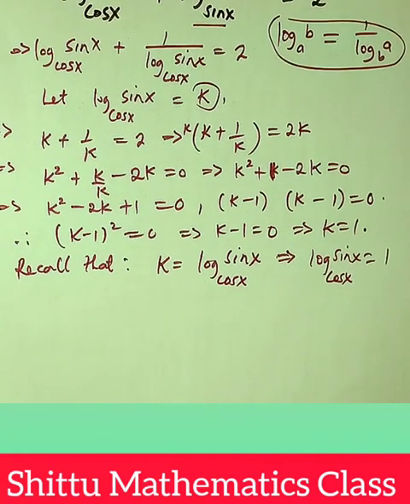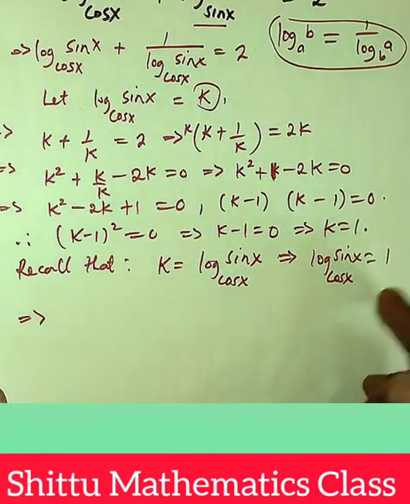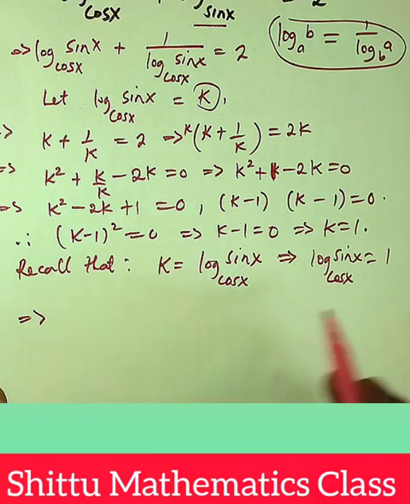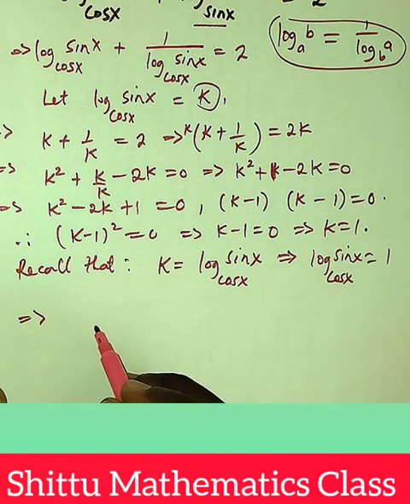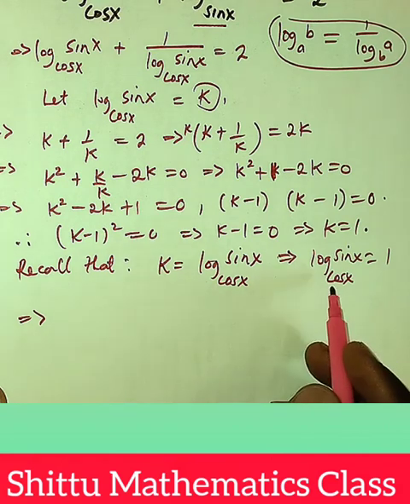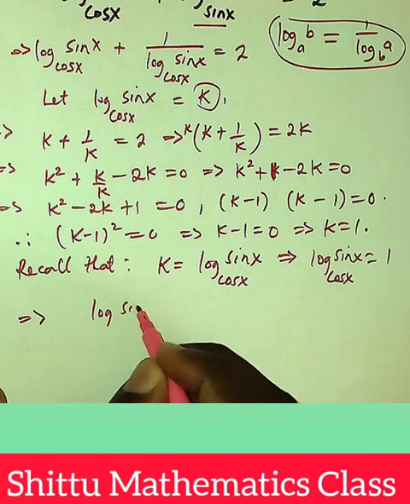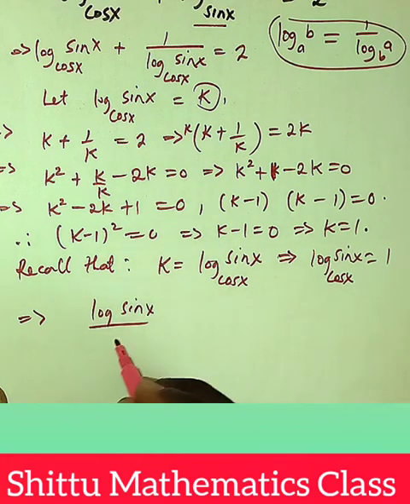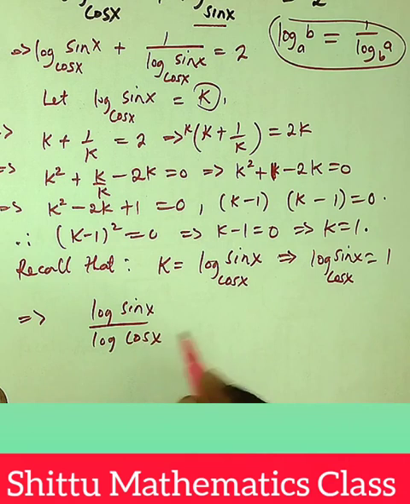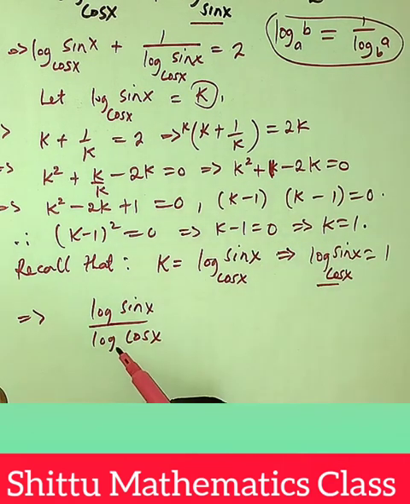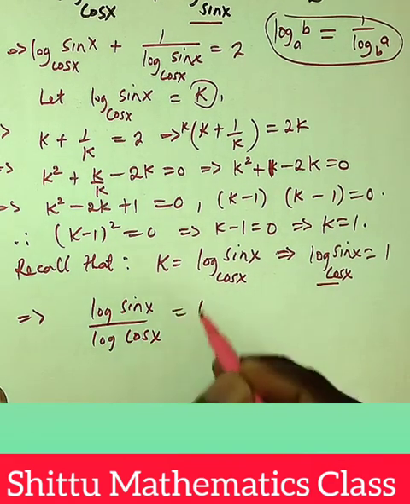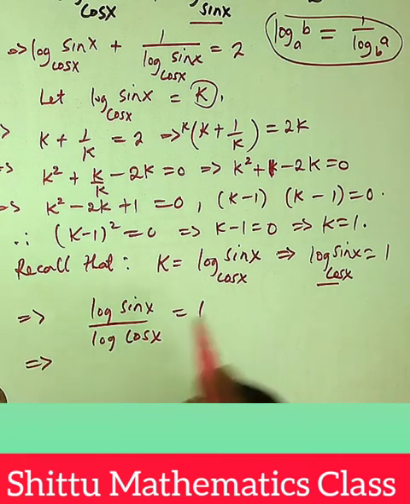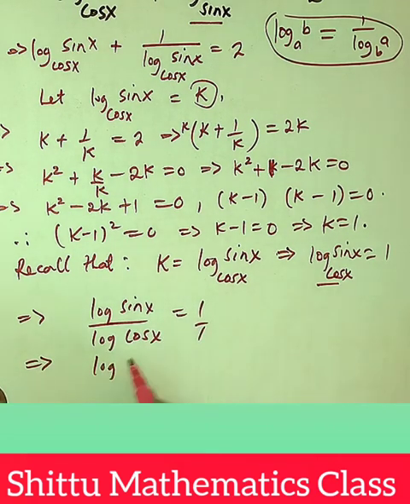So now from there, this can be written from the law of logarithm. So log sine x over log cos x, that is, this can actually be in this form, equals 1. Is that understood? So now when we cross multiply, we are going to have log sine x equals log cos x. Are you getting it?